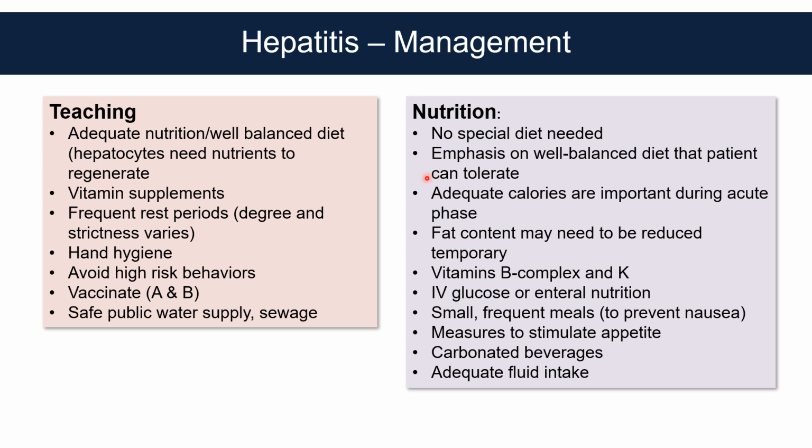Nutrition. For generic hepatitis, there is no special diet. Pretty much we just want to encourage a well-balanced diet that the patient can tolerate, because maybe they're not going to feel like eating. High calories, but we may need to reduce the fat content, because if they're having issues with bile, then the bile is what helps to break down the fat. So we don't want to put too much fat in there if they're not going to be able to break it down. Some vitamins, and they may need enteral nutrition depending on how bad the hepatitis is. Small frequent meals, carbonated beverages are all actually suggested, and adequate fluid intake.